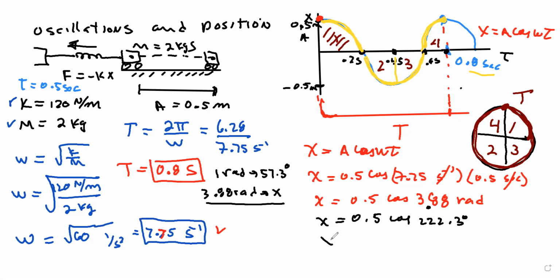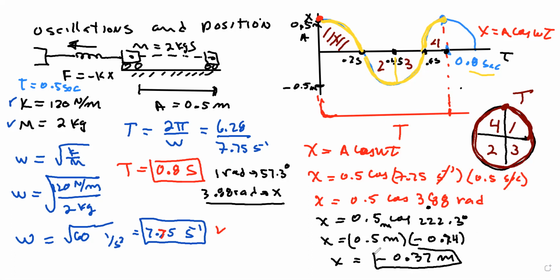And x is going to be equal to 0.5 meters, this is meters right here, times the cosine of 222.3, which is going to be minus 0.74. And x is going to be equal to minus 0.37 meters. So you got your position at a time of 0.5 seconds.